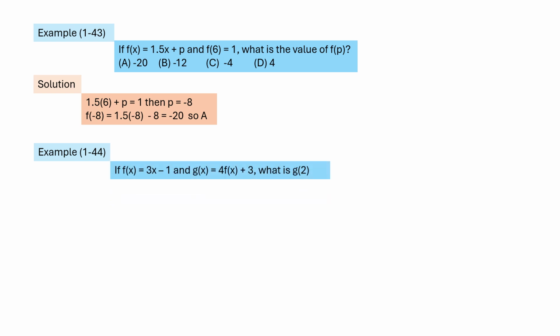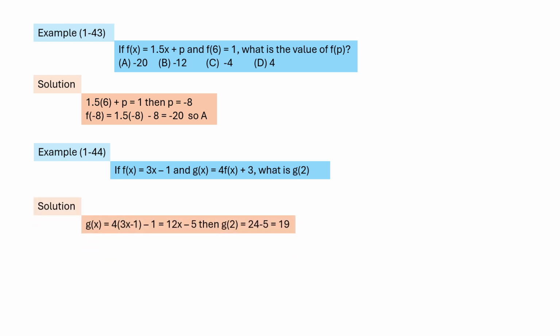Example 144. If f of x equals 3x minus 1 and g of x equals 4 times f of x plus 3, what is the value of g of 2? First of all, get g of x: replace f of x by its rule, so 4 times 3x minus 1, plus 3. Distribute: 12x minus 4 plus 3, which is 12x minus 1. Then g of 2 equals, plug in 2, 12 times 2 is 24, minus 1, which is 23.